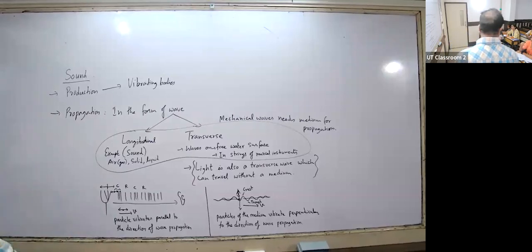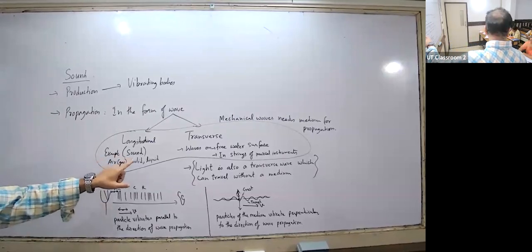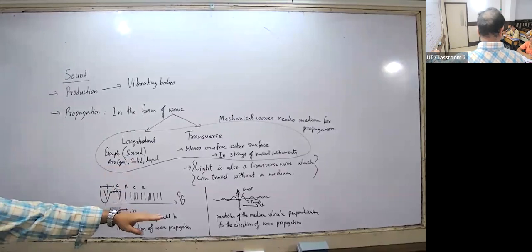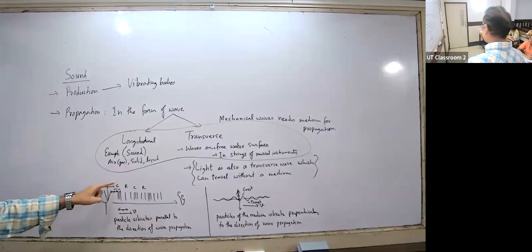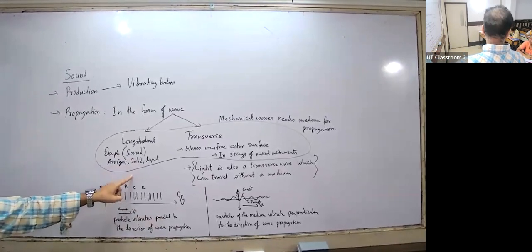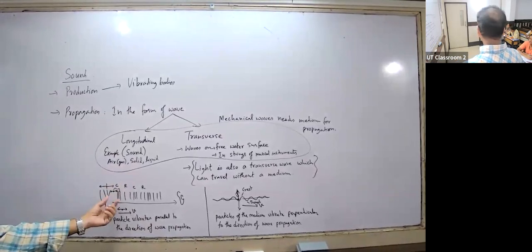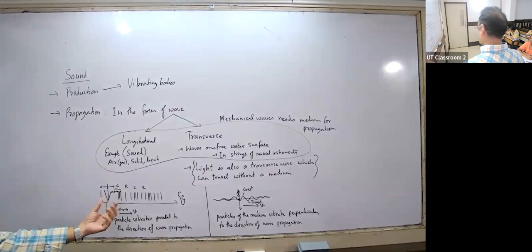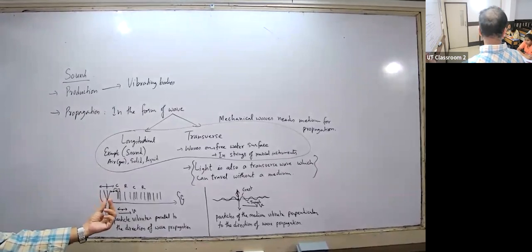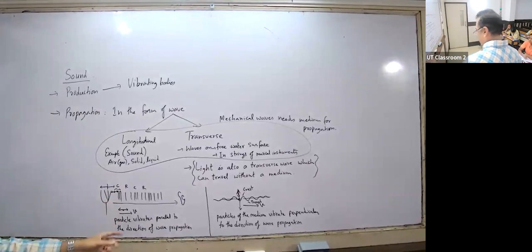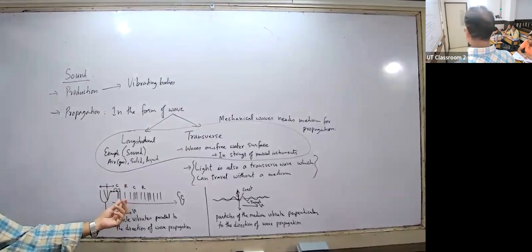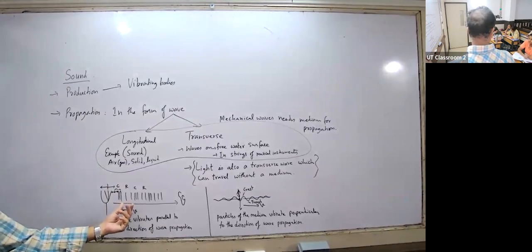So in longitudinal wave, the wave propagates in the form of a series of compressions and rarefactions. Right? At compression, the density and pressure are maximum in the medium because a lot of particles are packed in a small volume. At rarefaction, the density is least, or the pressure is least.